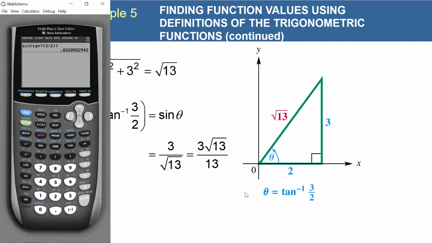So I can check myself. This is what I got for my exact value, so I'm going to do 3 square root of 13 divided by 13. If I'm right, then these two answers should be the same. Are those two answers the same? Yes. Okay, so it's a way while you're doing your homework to check yourself.